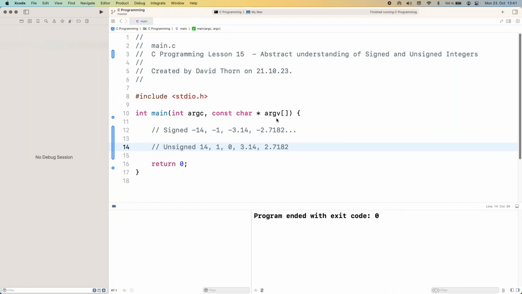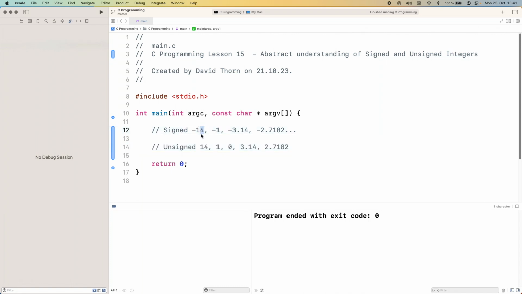In this 15th video of the C programming tutorial series, I'm going to be going over the abstract understanding of signed and unsigned integers, or just numbers, let's say, real numbers. So without any further ado, let's get started. Now, this isn't really about programming right now. This is more of just a basic understanding of real numbers, okay?